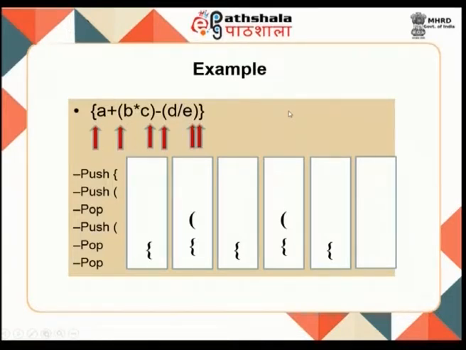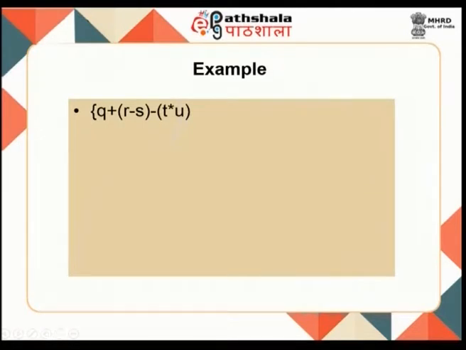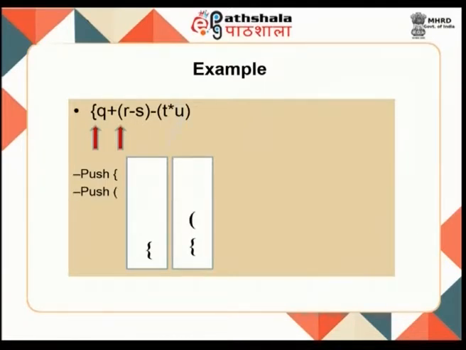So, this is a simple example. Now, we will see another example where it does not match. So, stack is empty at the end, so parenthesis balanced. Now, let us take another example. So, here you have the open, you push it, then you have an open, different type of grouping symbols, push it, then you have a closed.